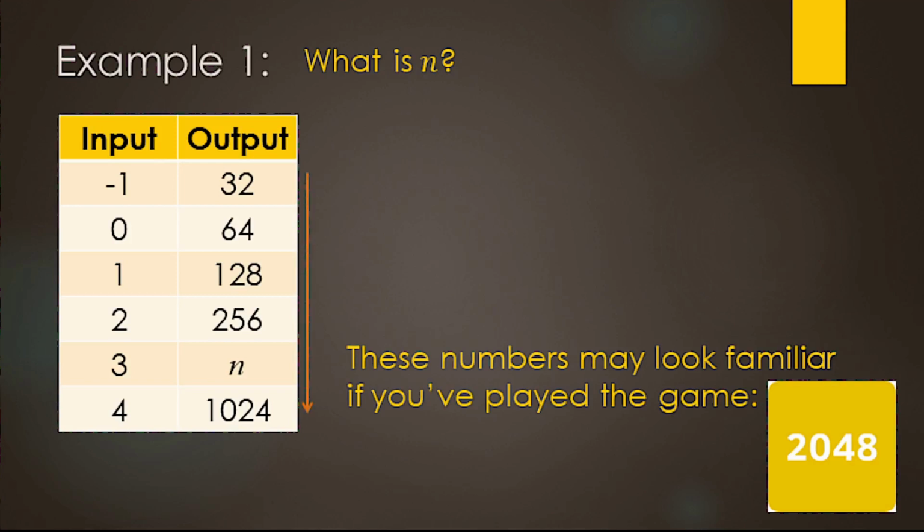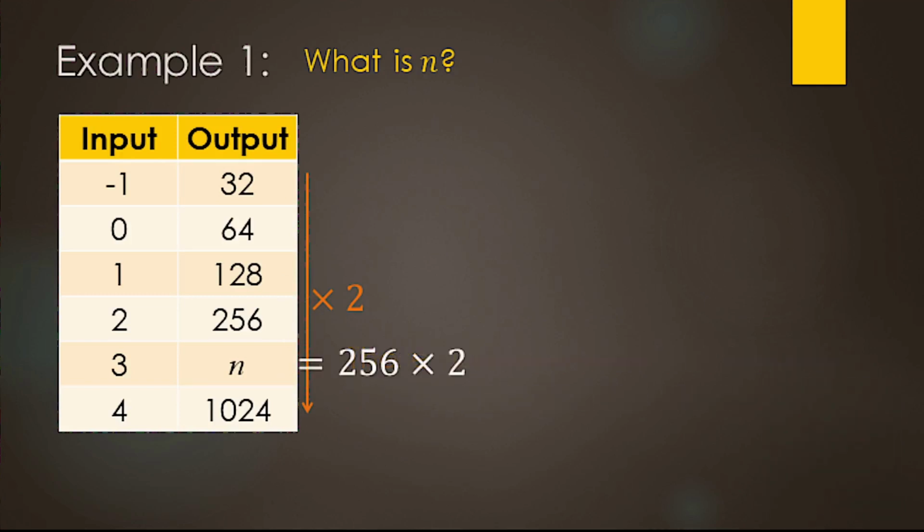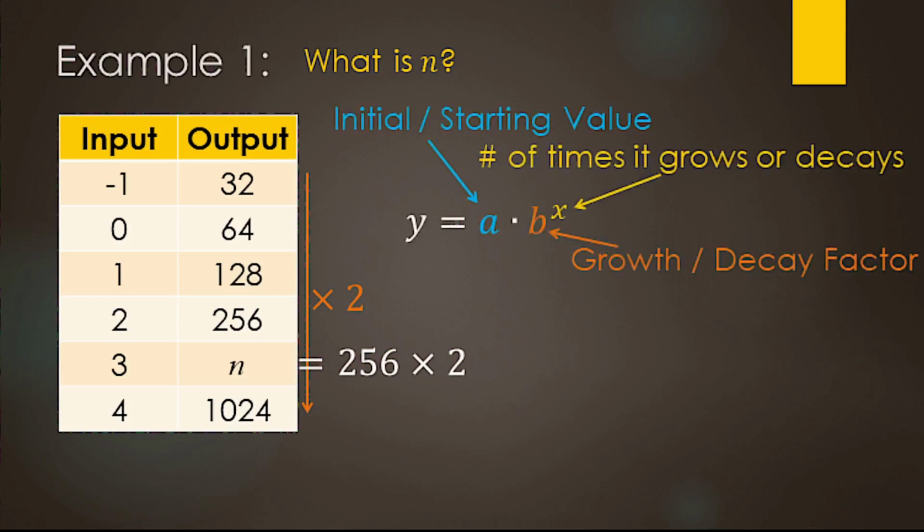So let's look at the pattern here. 32 to 64 to 128 to 256. You're just multiplying by 2. These numbers are being doubled. 32 times 2, 64 times 2, 128 times 2, and guess what? 256 times 2. So that's the way we're going to figure that number out. Now, this does follow that exponential form because it's repeated multiplication.